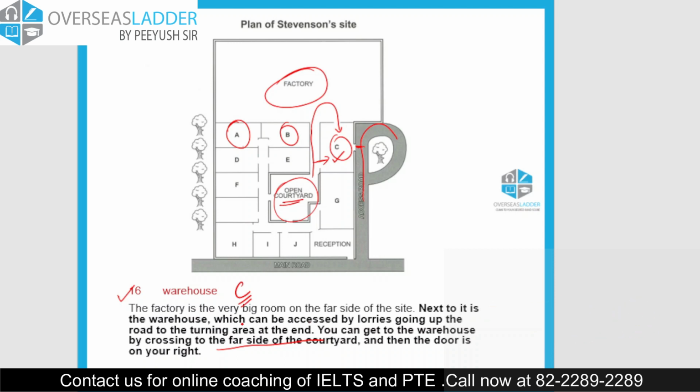They're talking about the location from two sides. One is that the lorries can access from the turning area at the end, so this is the only option. And also they talk about the open courtyard and how they can take from the right. Even if we are from here, this would be our left, this would be our right. And even if we are here, this would also be our right. So this would be option C.